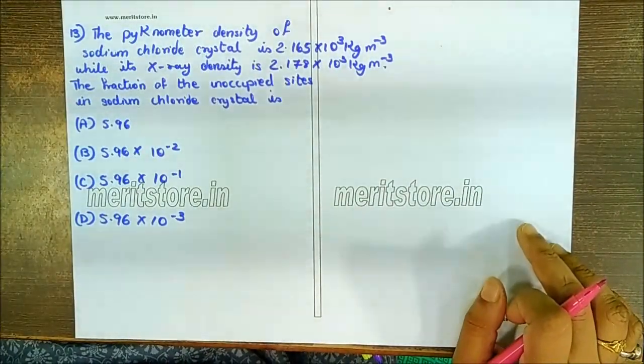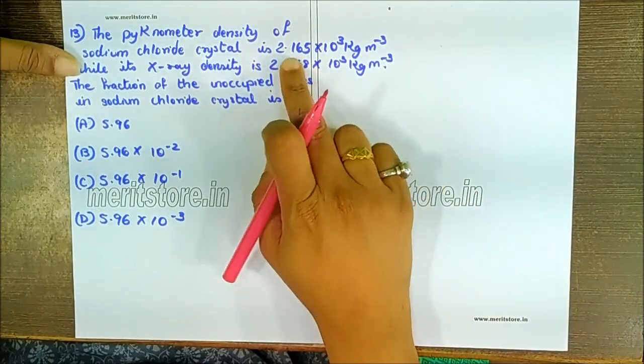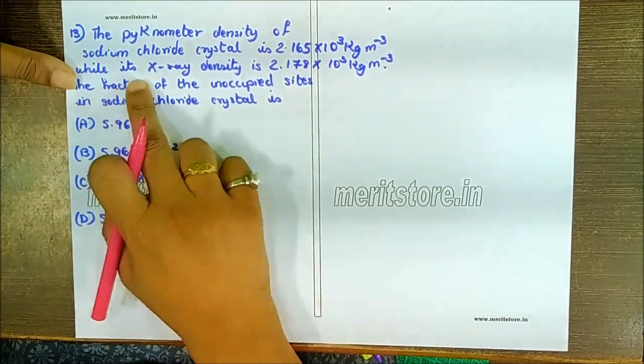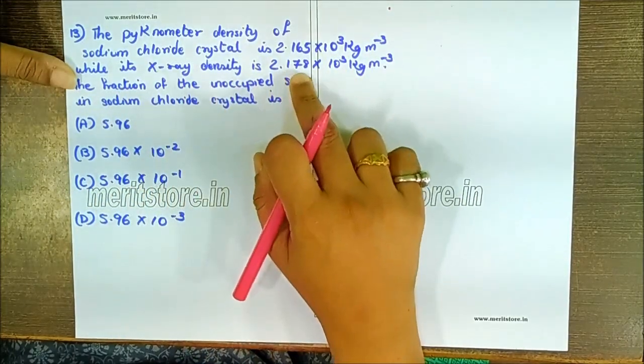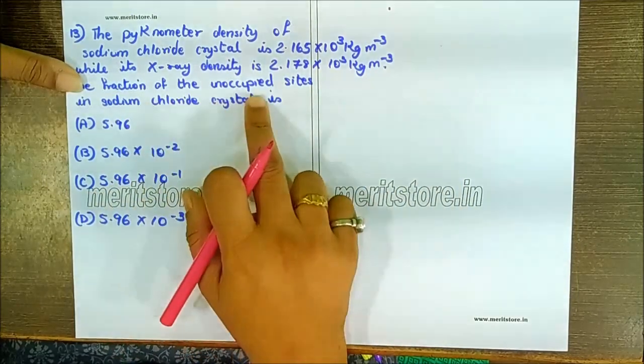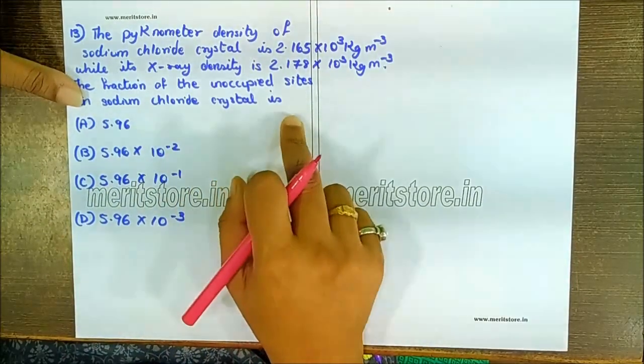Question number 13: the pycnometer density of the sodium chloride crystal is 2.165 into 10 raised to 3 kg per meter cube, while its X-ray density is 2.178 into 10 raised to 3 kg per meter cube. The fraction of the unoccupied sites in the sodium chloride crystal we need to find.